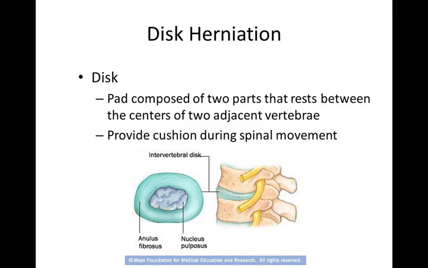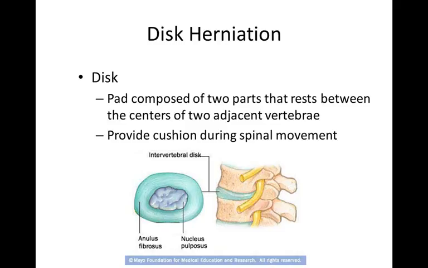Hey guys, today we're going to talk about disc herniation or disc displacement. If you notice, I have disc spelled D-I-S-K. Disc can also be spelled D-I-S-C. There's two versions of that. Your book uses the D-I-S-K, so that's what we're going with here in the PowerPoint.